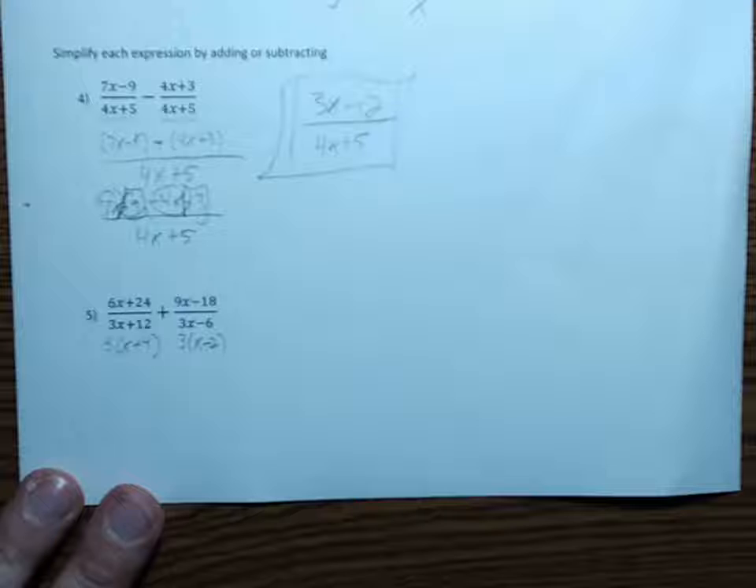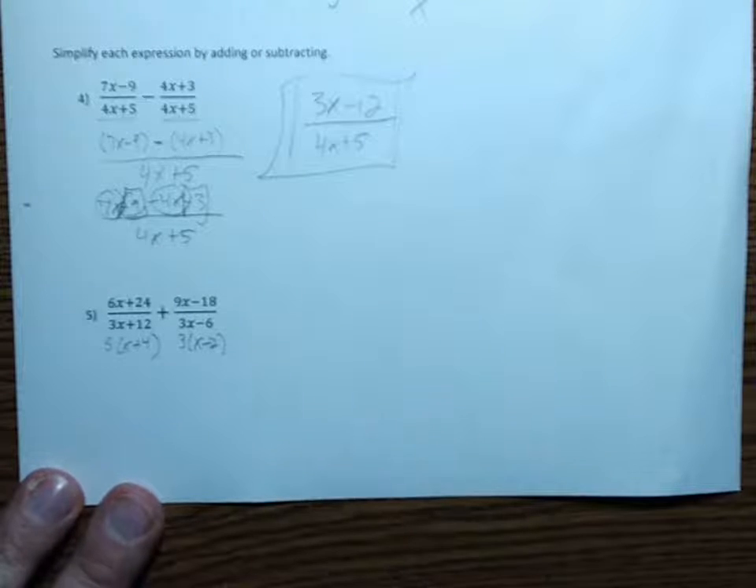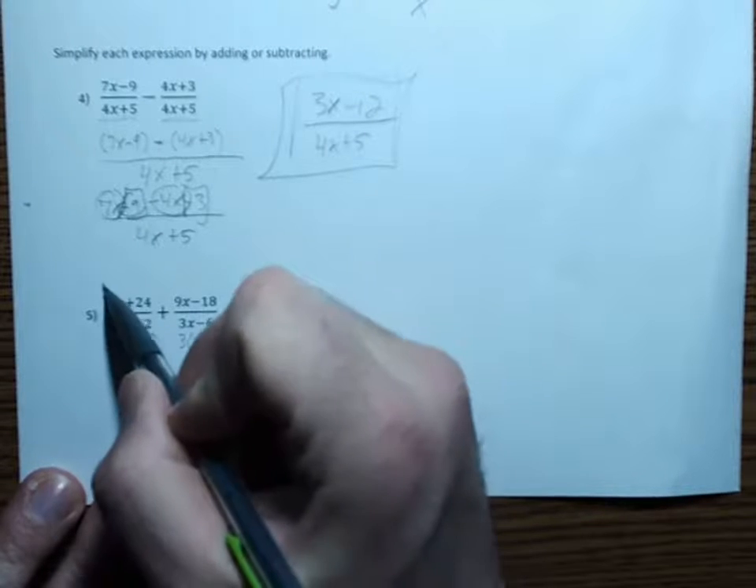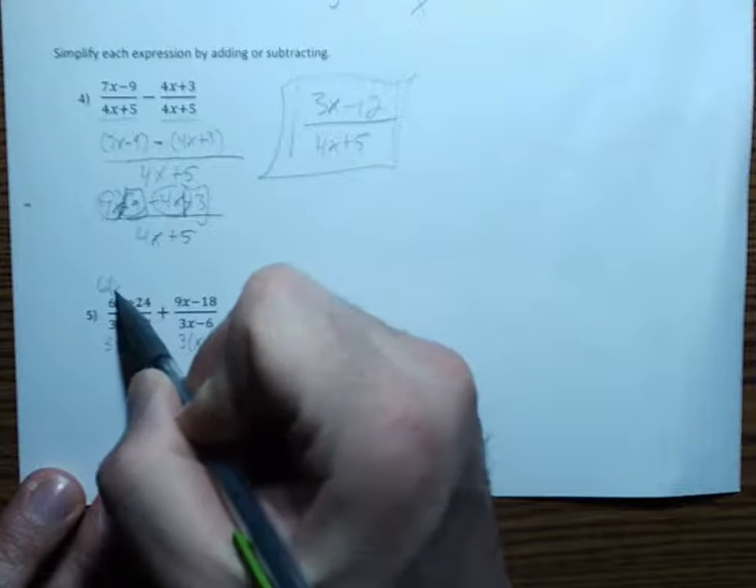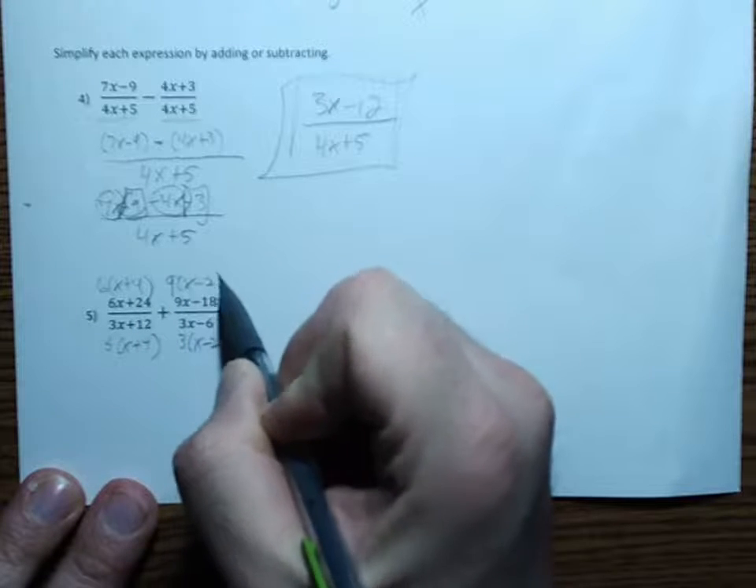I don't know that we want to give you any problems where we would have to multiply each fraction by a binomial. That's kind of a pain. What I did notice, though, is at the top here, these are also factorable. In fact, I can factor a 6 out of this and get x plus 4. And I can factor a 9 out of this and get x minus 2.